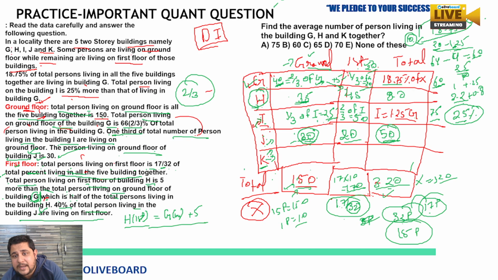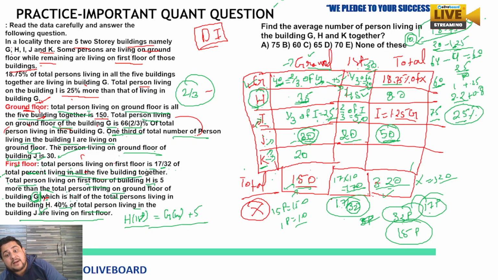So 150 minus 130. So these 20 will live where? They are living in building K. On which floor? Ground floor. In a similar way, for first floor we will take all buildings' data. So 20 plus 45, 65 plus 50, 115 plus 20, 135. So 135 are living in these four buildings.